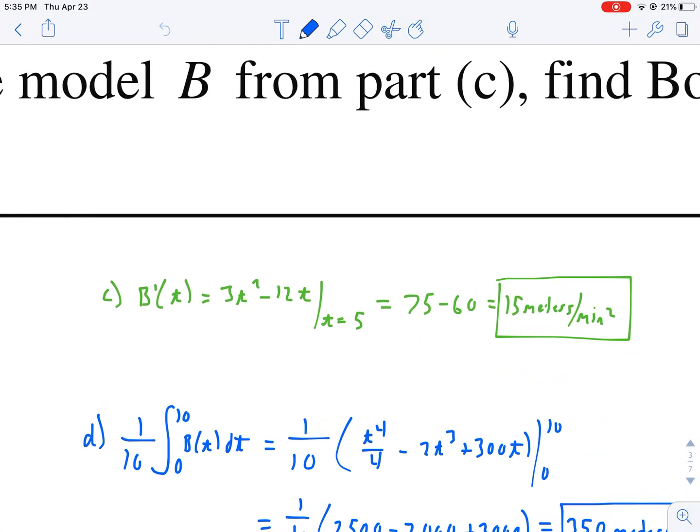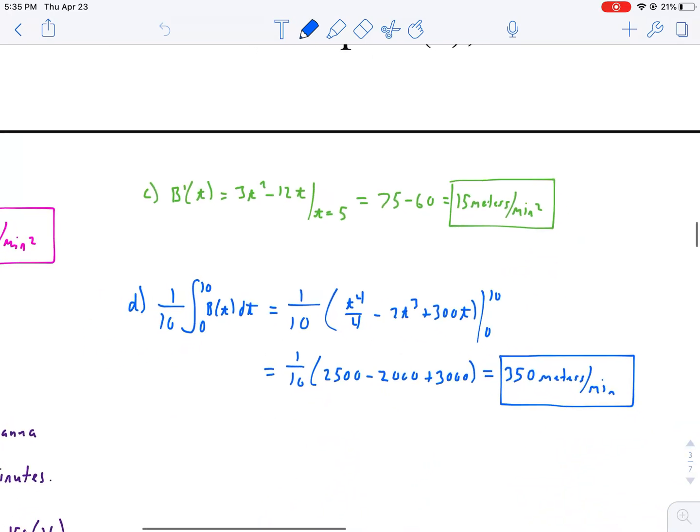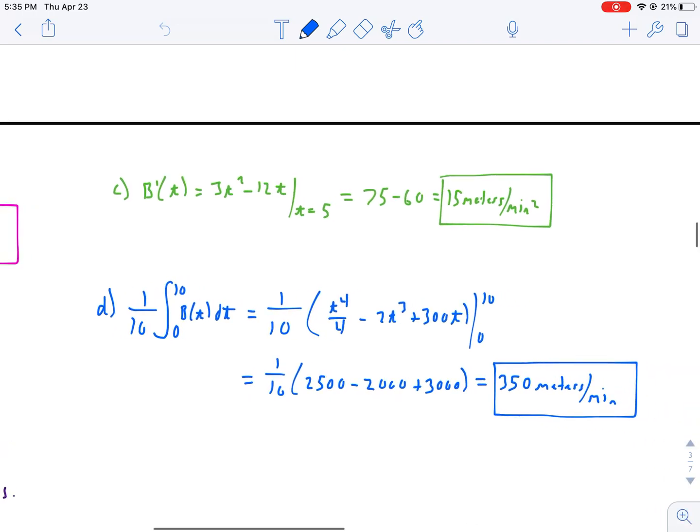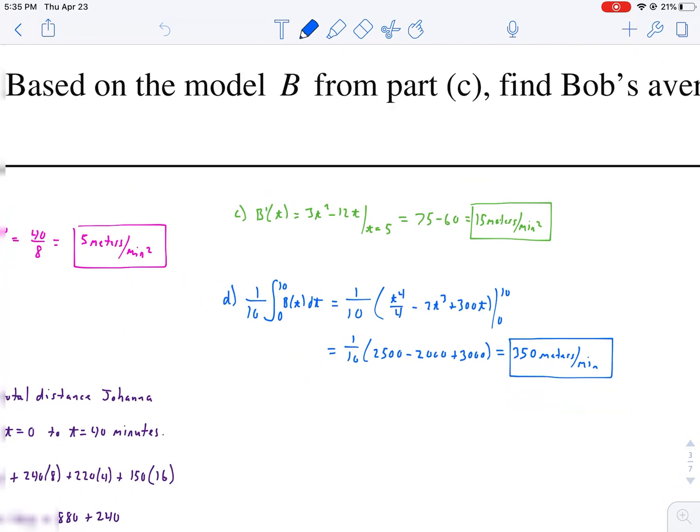Okay, so here's the integral divided by the interval length. I found my antiderivative, plugged in 0 and 10, subtracted, and I have a 1/10 out in front because that's the interval length to give me the average value.